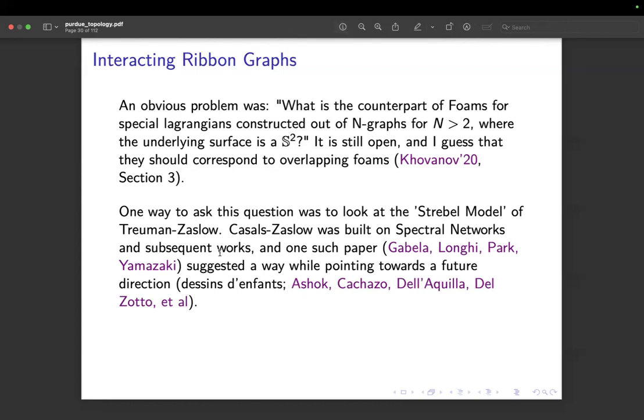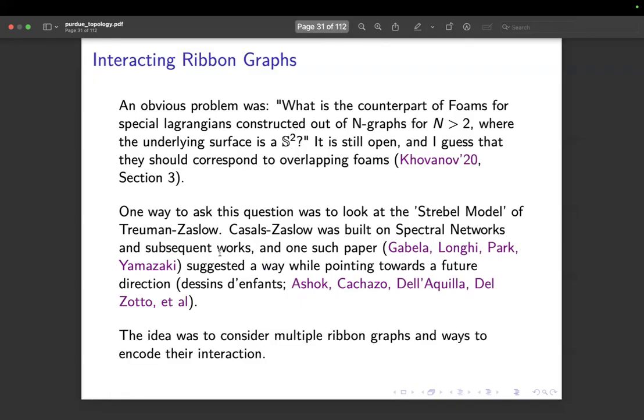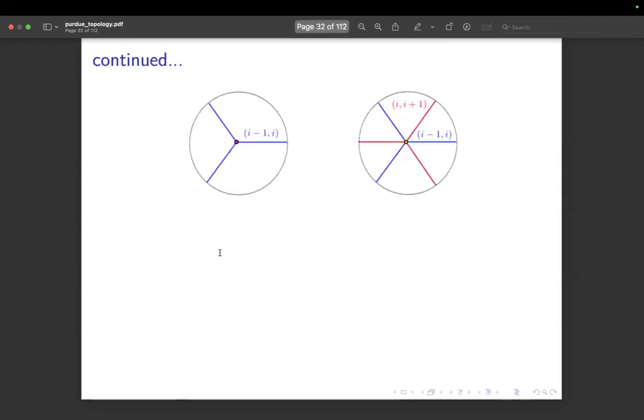So one way to ask this question was to look at the stable model of Treumann-Zaslow. Casals-Zaslow was built on spectral networks, and in subsequent works, one such paper called BPS graphs, from spectral networks to BPS fibers, suggested a way while pointing towards a future direction. And that's the reason why I'm here at IMSC. And the idea was to consider multiple ribbon graphs and to encode their interaction.